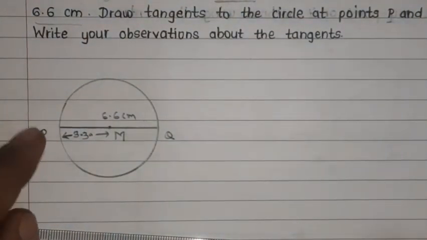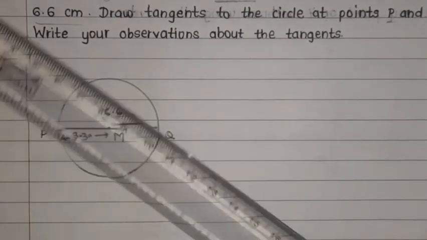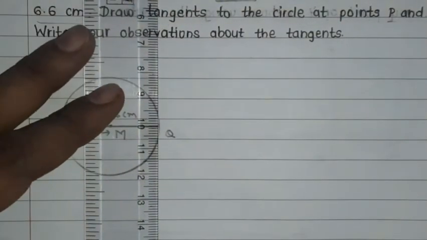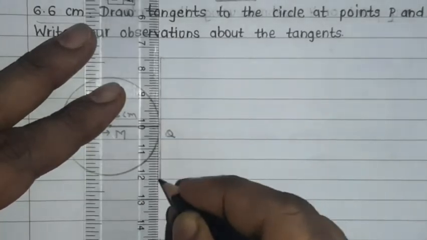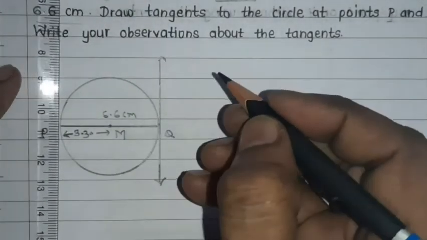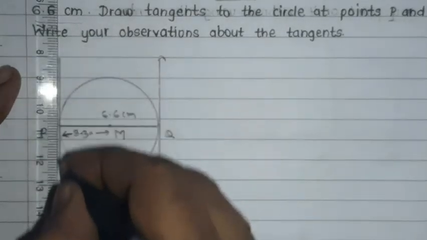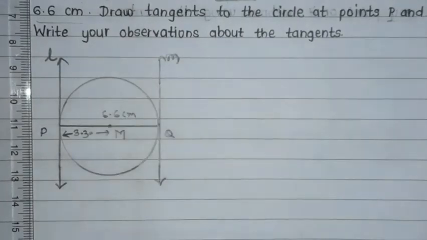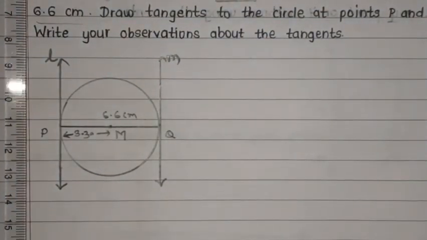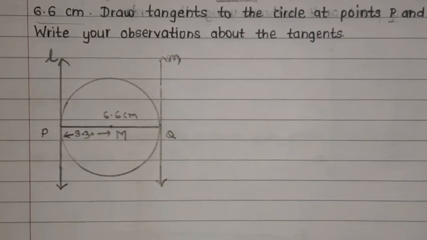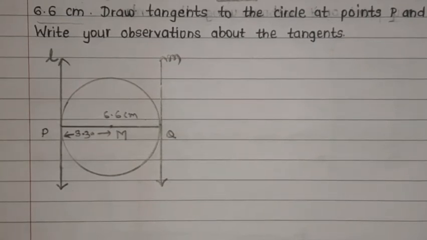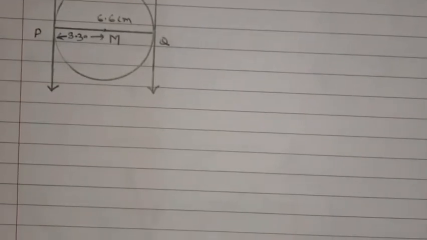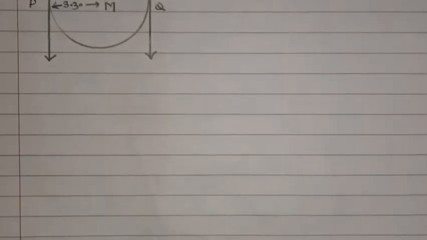Now passing through this point P, we have to draw the tangents. See here, dear student, this will be one tangent passing through the point Q and this will be another tangent passing through the point P. This is L and this is M. L and M are the two tangents passing through the points P and Q. Now see dear student, it is very easy how to construct. Simple, we have to do the construction of drawing the tangent passing through the point which is on a circle.